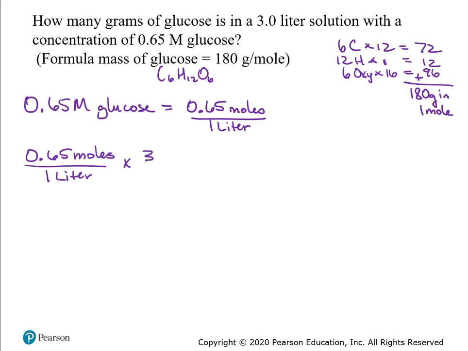3 liters. So you see that liters and liters will cancel in the multiplication. So 0.65 times 3.0. That'll tell me how much of my solute, the number of moles of my solute. I got 1.95. 0.65 times 3.